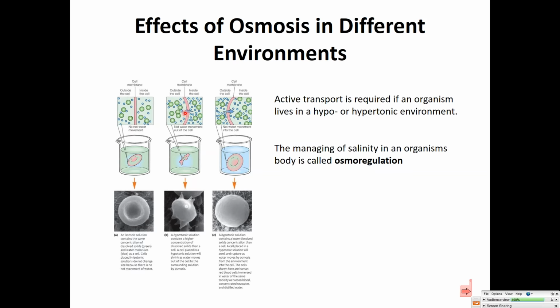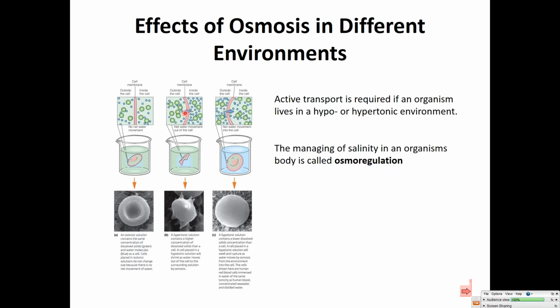And so if you put a cell in a hypertonic solution, that cell is going to shrivel up. The water is going to be sucked out of it unless you can perform active transport and hold that water in there. If you put a cell in a hypotonic solution, where the salinity inside the cell is higher than the salinity outside the cell, water is going to flood into that cell, causing it to expand and potentially rupture. Okay?